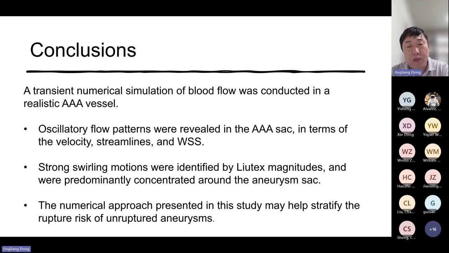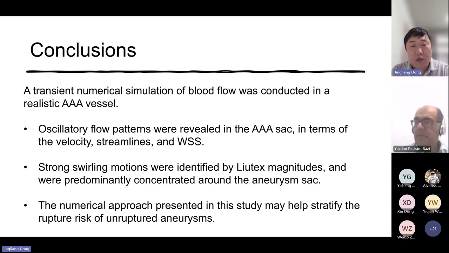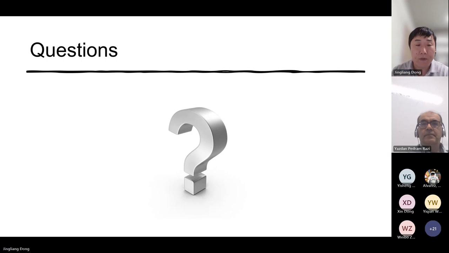The numerical approach presented in this study is expected to help stratify the rupture risk of unruptured aneurysm in clinical or practical use. That's all for my presentation. Thank you.